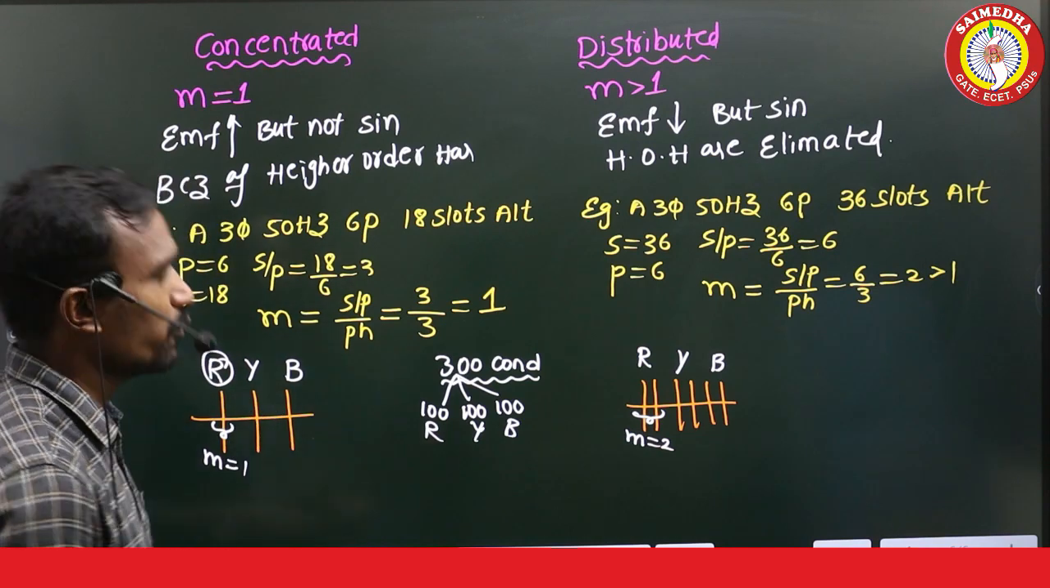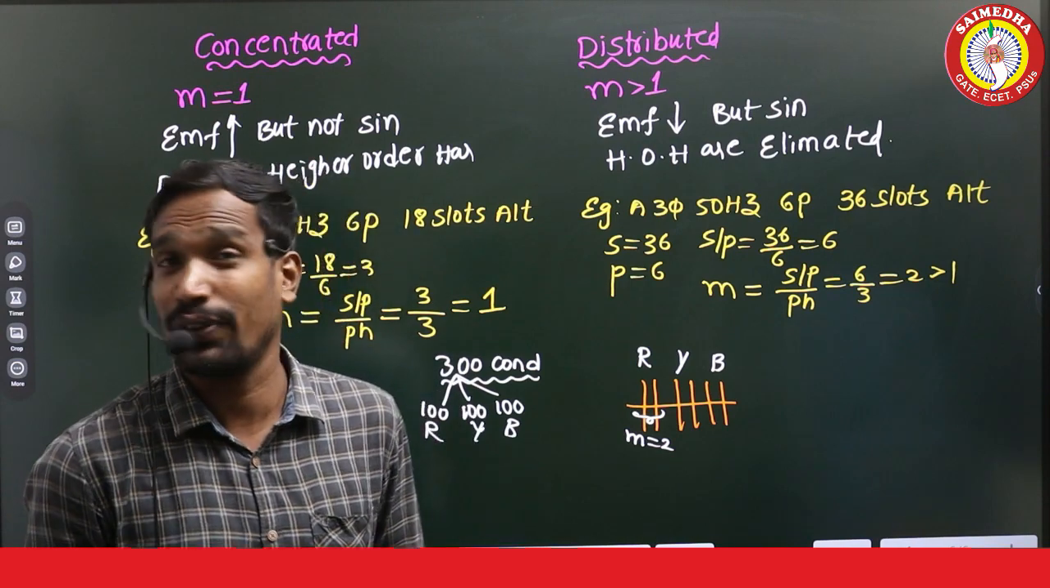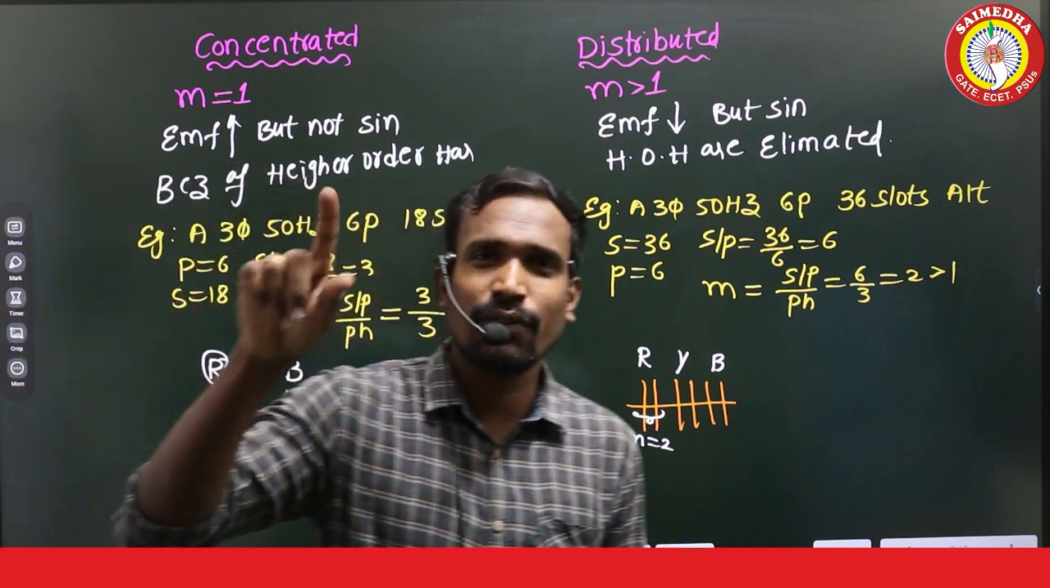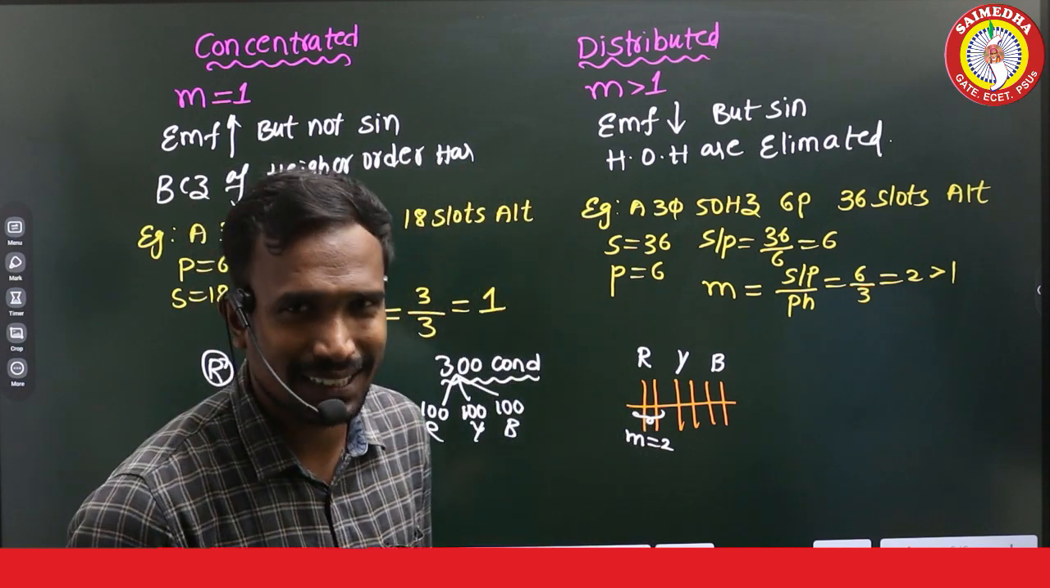Now we need to go for the distribution factor, or phase belt factor, or phase spread factor. In full pitch and short pitch winding we have Kp, but here we have Kd. That is also important, guys. Let's see that.